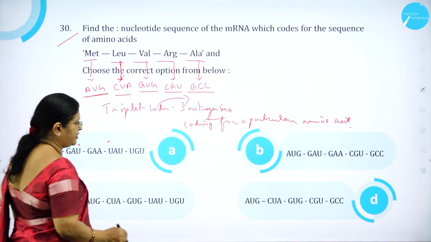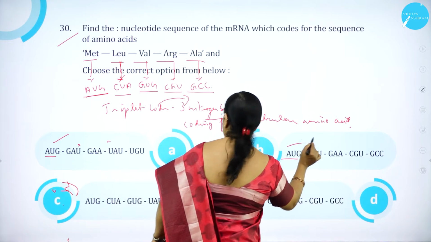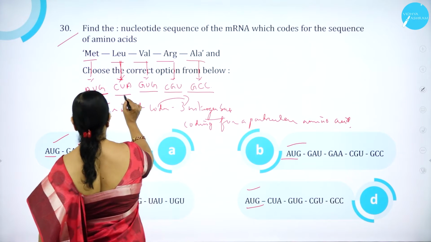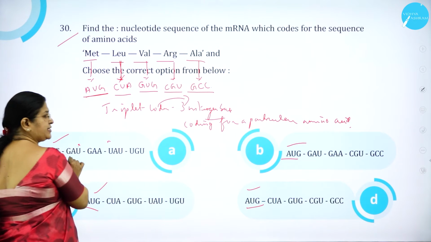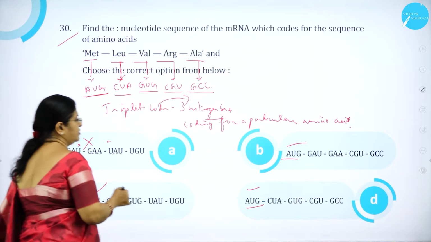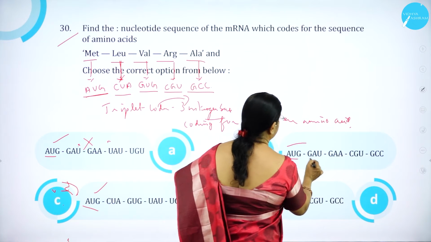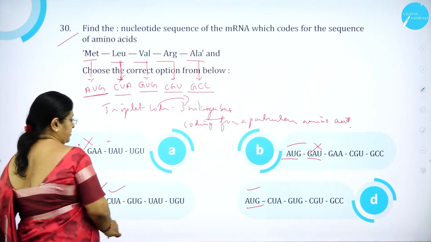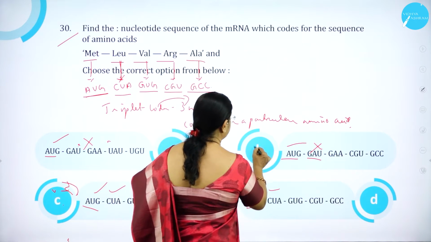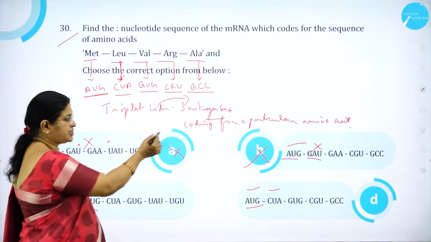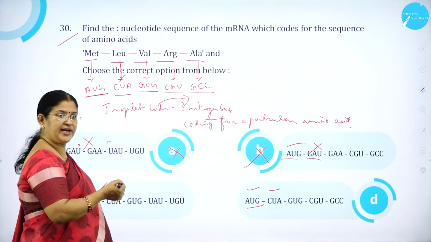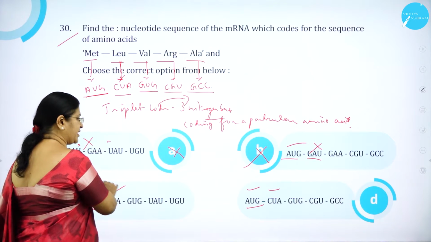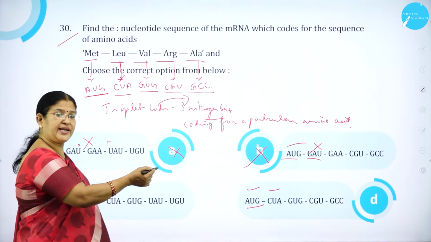Here it is there, here also it is there. Second one is CUA. Here it is GAU, wrong. Here also GAU, it is wrong. Here it is there, CUA, correct. Here also it is there. So this is wrong, this is wrong, because the second one is wrong there. First one is correct, but the second one is wrong. Here, first one is correct, second one is correct.